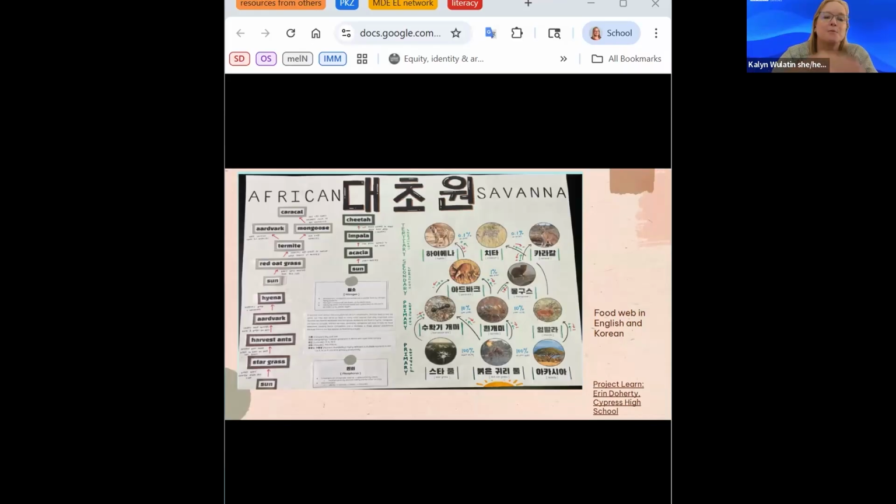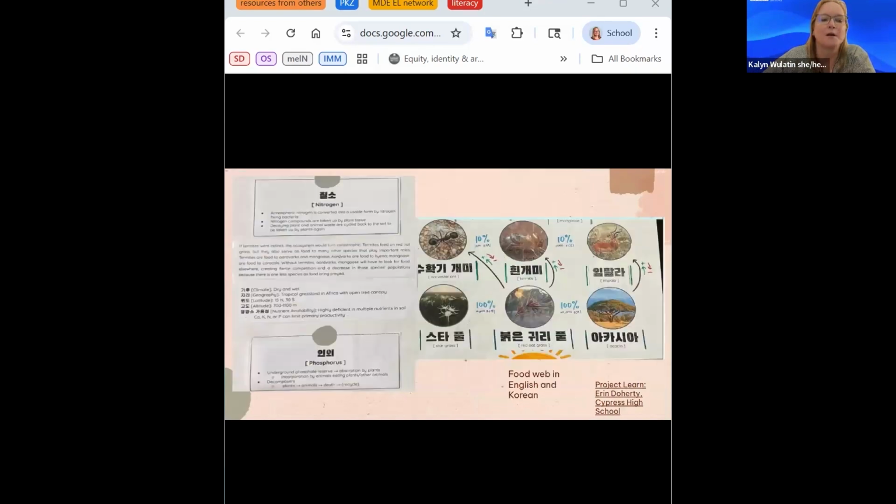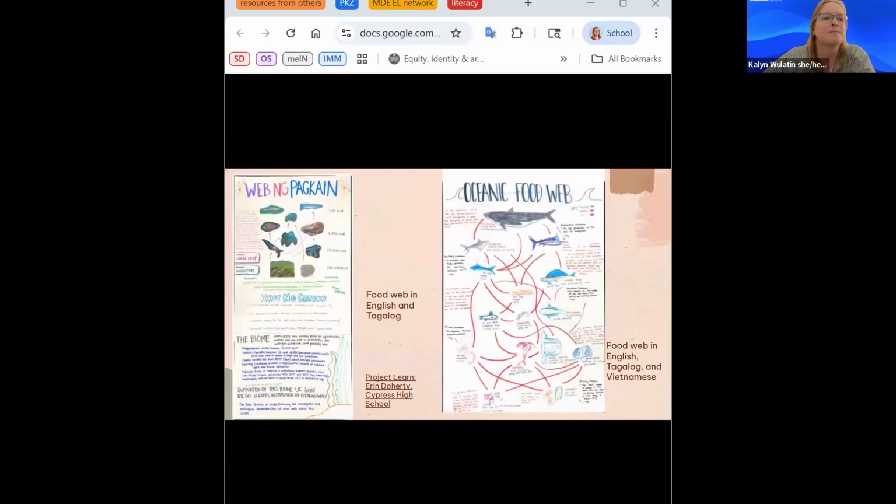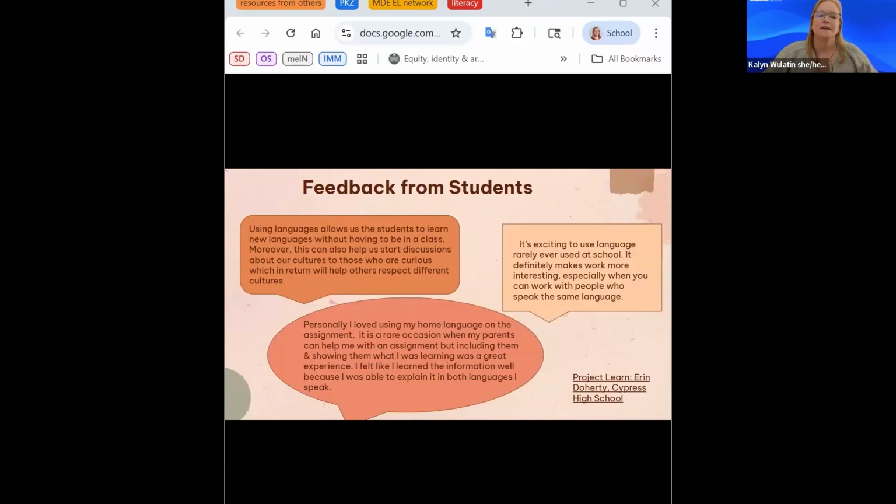So I love that this teacher incorporated these different things in this project that they were doing on different ecosystems. Again, all of this is linked. You can delve into it more. So different food webs happening in different languages. This time English and Tagalog and Vietnamese. It kind of depended who was in the groups. And take a moment to look at that feedback from the students.